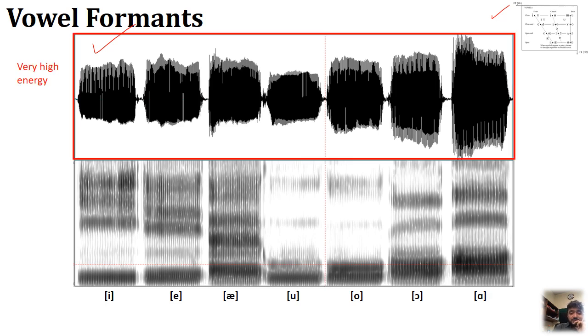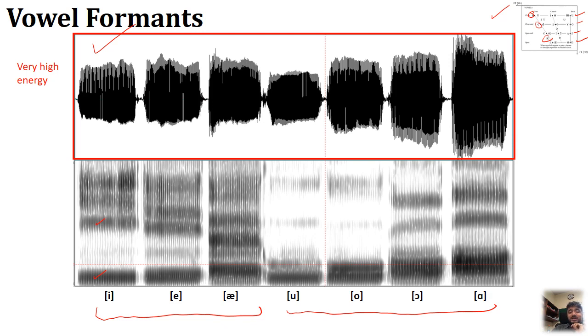Another thing that you can observe here, so we know that these are the front vowels, E, A, A. And these are the back vowels, top to bottom, U, O, O, A. And you can see here that the first distinctive feature that we see is that F1 and F2 are fairly far away from each other in case of the front vowels.